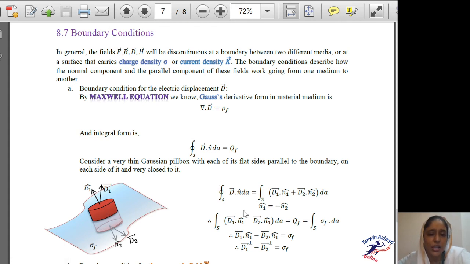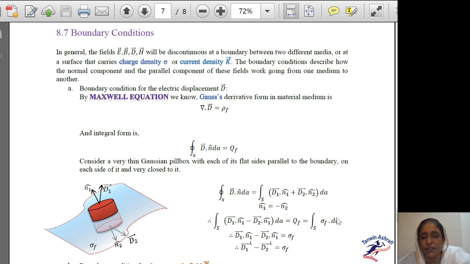Therefore, the integration over a closed area depends upon the two terms, D1 dot n cap 1 plus D2 dot n cap 2. Now you can see from the figure that n cap 1 and n cap 2 are opposite to each other. Therefore, n cap 1 is equal to minus n cap 2. If we put this in the equation, we will get D1 dot n cap 1 minus D2 dot n cap 1 is equal to Qf. Now Qf is free charge, which is nothing but the integration over the area of sigma f dA.